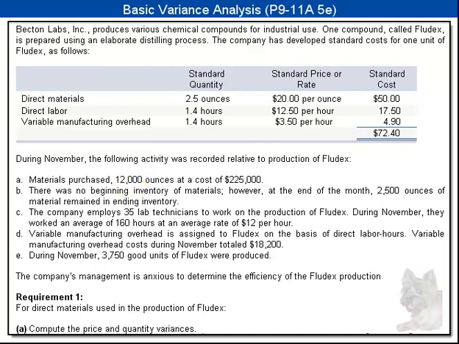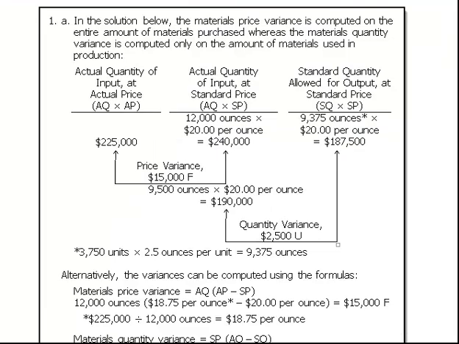Okay, the other thing I want to take a look at is during November they said 3,750 good units of Fludex were produced, and we know the direct material standard is $20 per ounce. So looking over here, we go to the standard now and we say 9,375 ounces were produced.